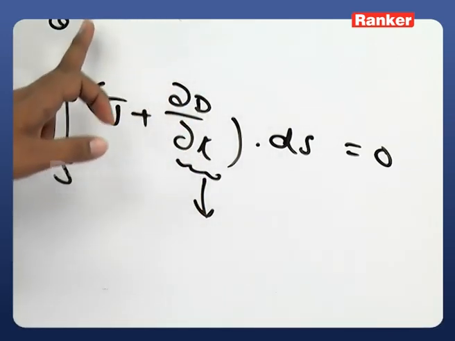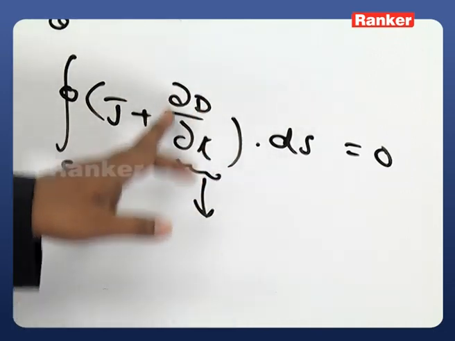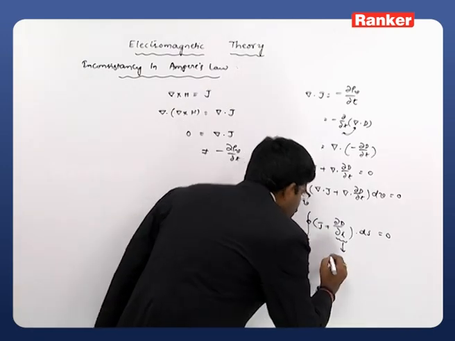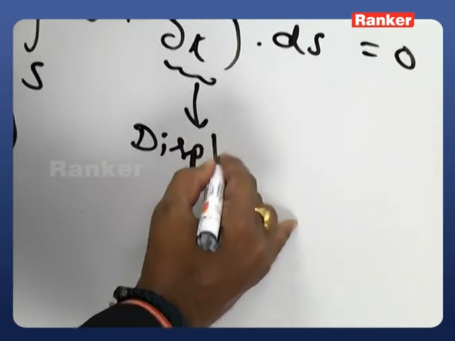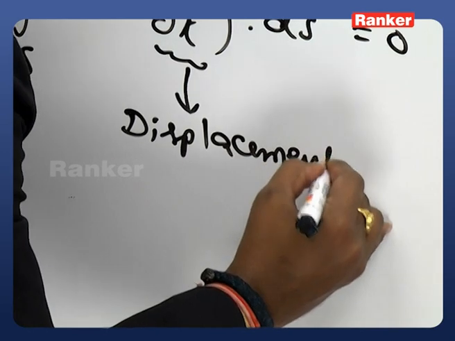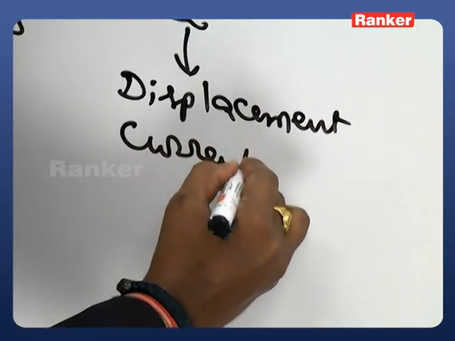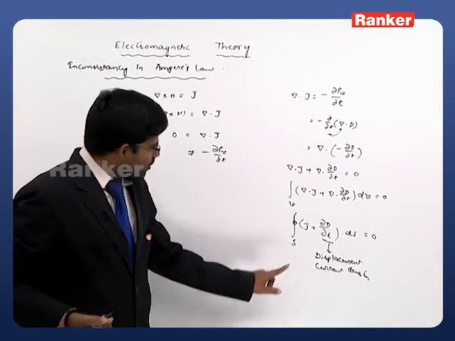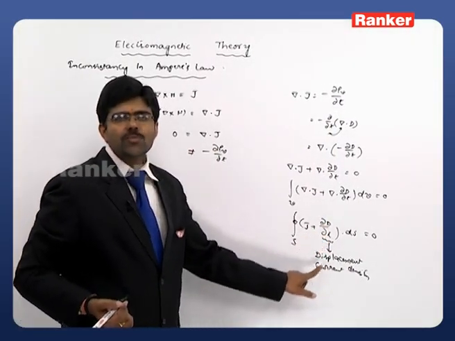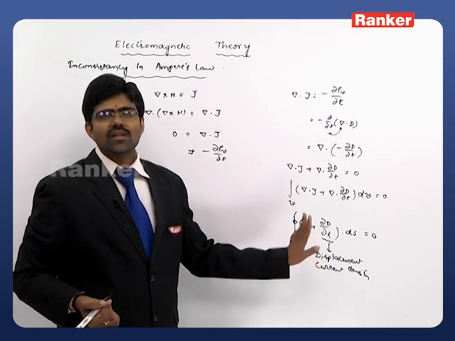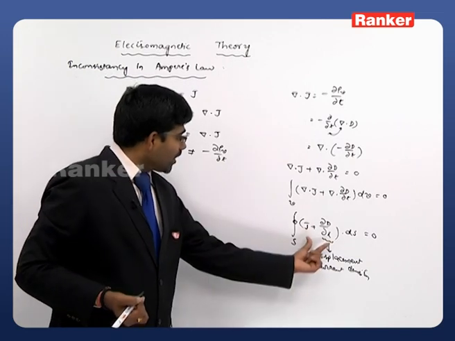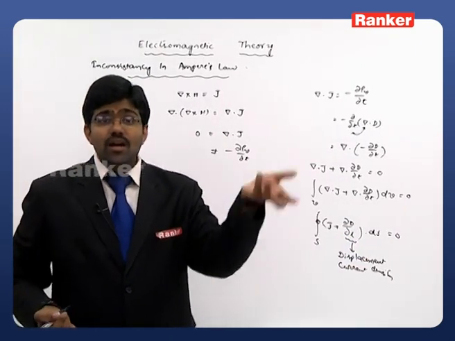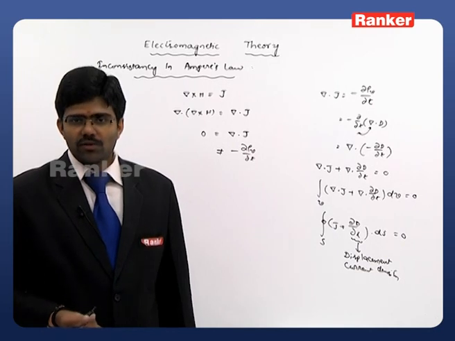We are adding this one to the current density, so this dou D by dou t must also be a current density. He named that current density the displacement current density. So Maxwell named this particular dou D by dou t term as displacement current density or flux current density. Now clearly observe the current density. What we are observing is not only the conduction current density, it is displacement current density also.